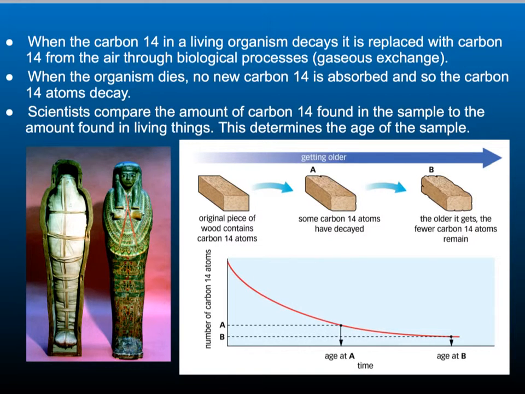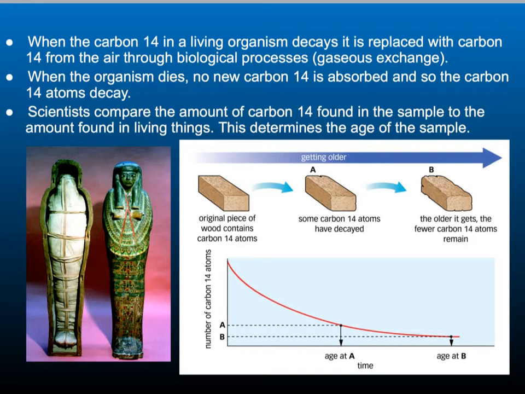You can see from the graph that the number of carbon-14 atoms decays as time goes along. So if you compare the number of carbon-14 atoms at point A to what you would expect that material to have when it was living, then you can find out the age, or the time it has been since that organism died.